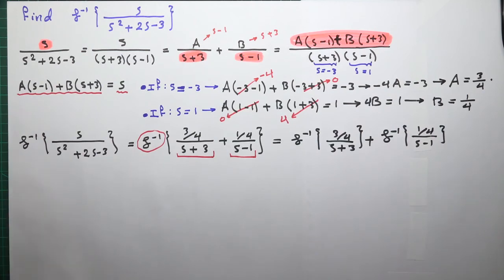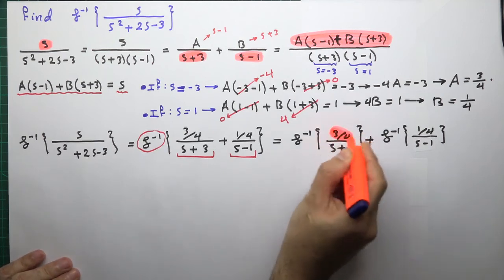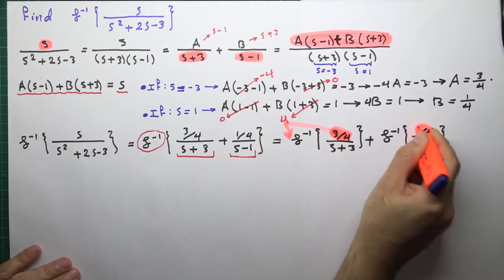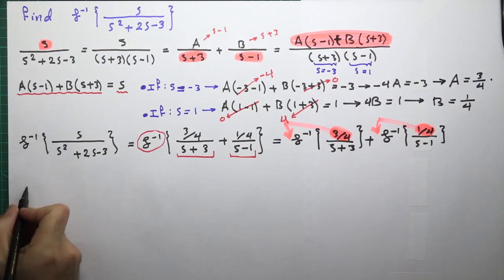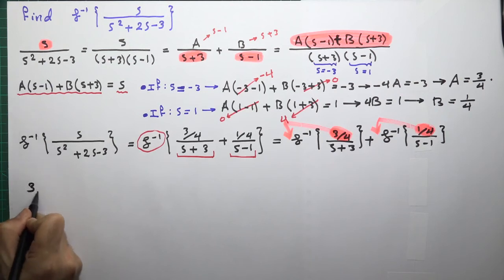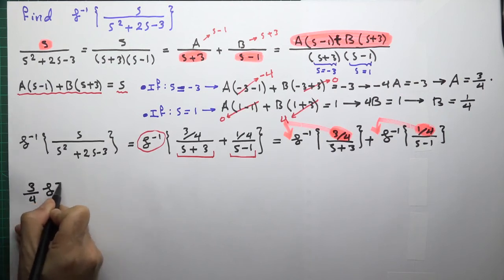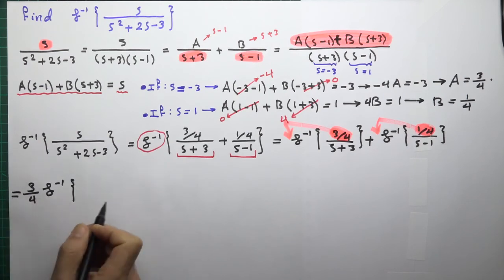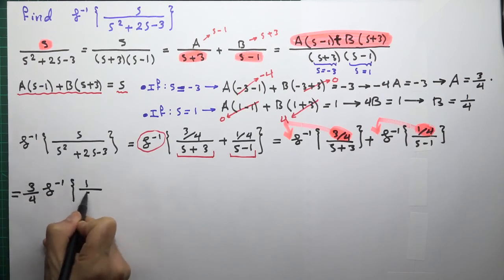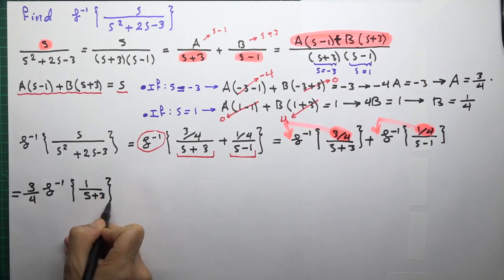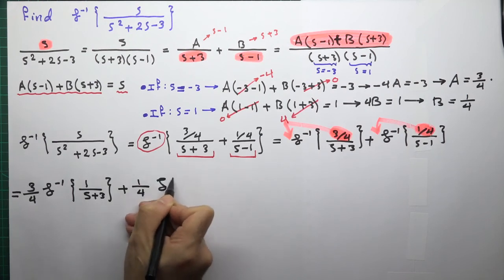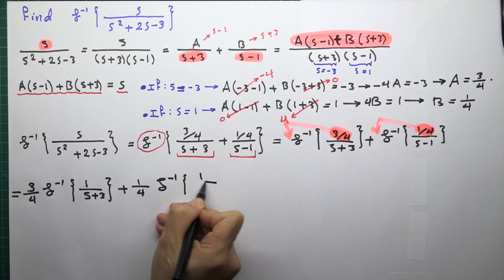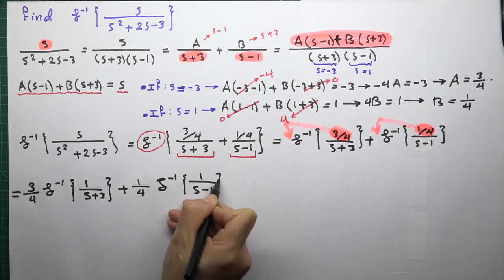ولأننا أيضا نعرف بأن inverse Laplace transform linear transform, we can take this constant out كمان. راح أرجع أكتب هون. إذا عندي 3 over 4 then inverse Laplace transform of 1 over S plus 3 then plus 1 over 4 then inverse Laplace transform of 1 over S minus 1.